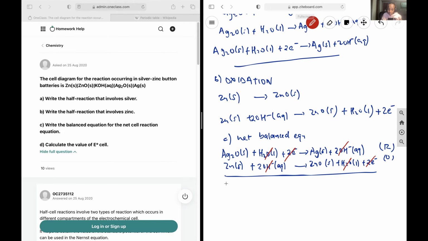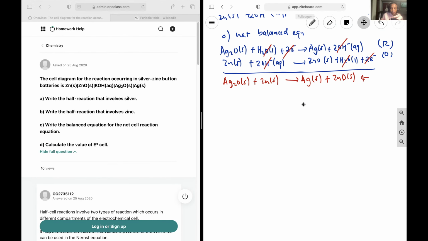So for our final, we get Ag2O solid plus solid zinc to form solid silver plus solid zinc oxide. And this is going to be our final equation, our final net balanced reaction. And next, we want to calculate the standard potential of the cell. So this actually has an equation too.